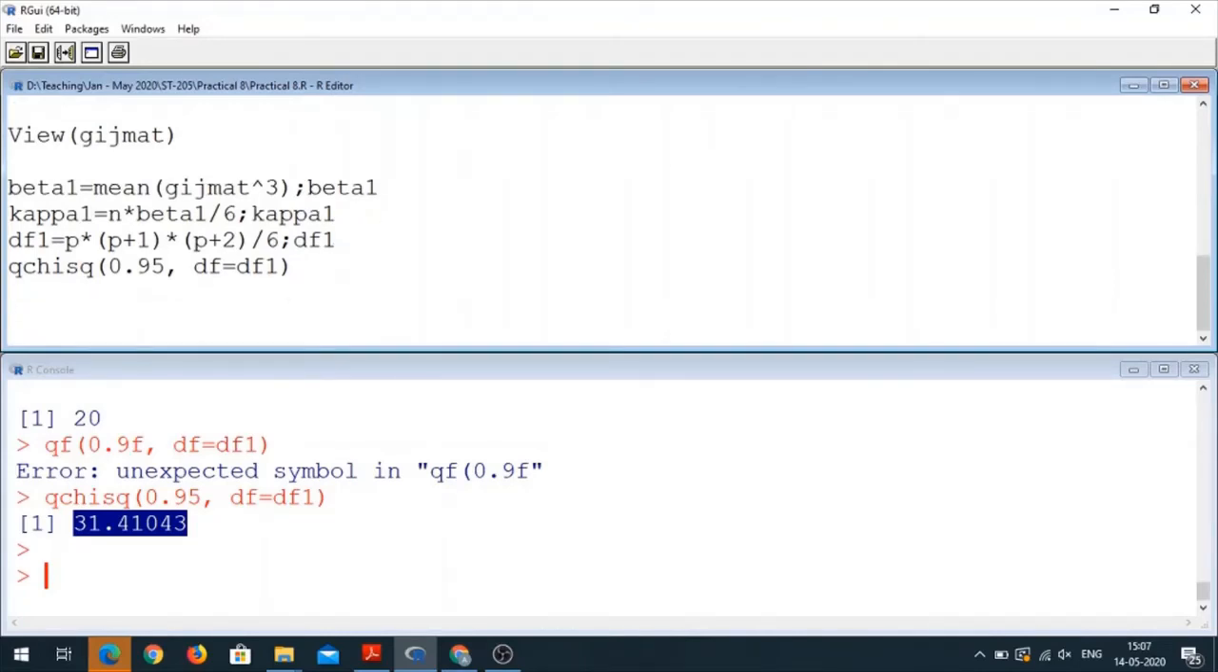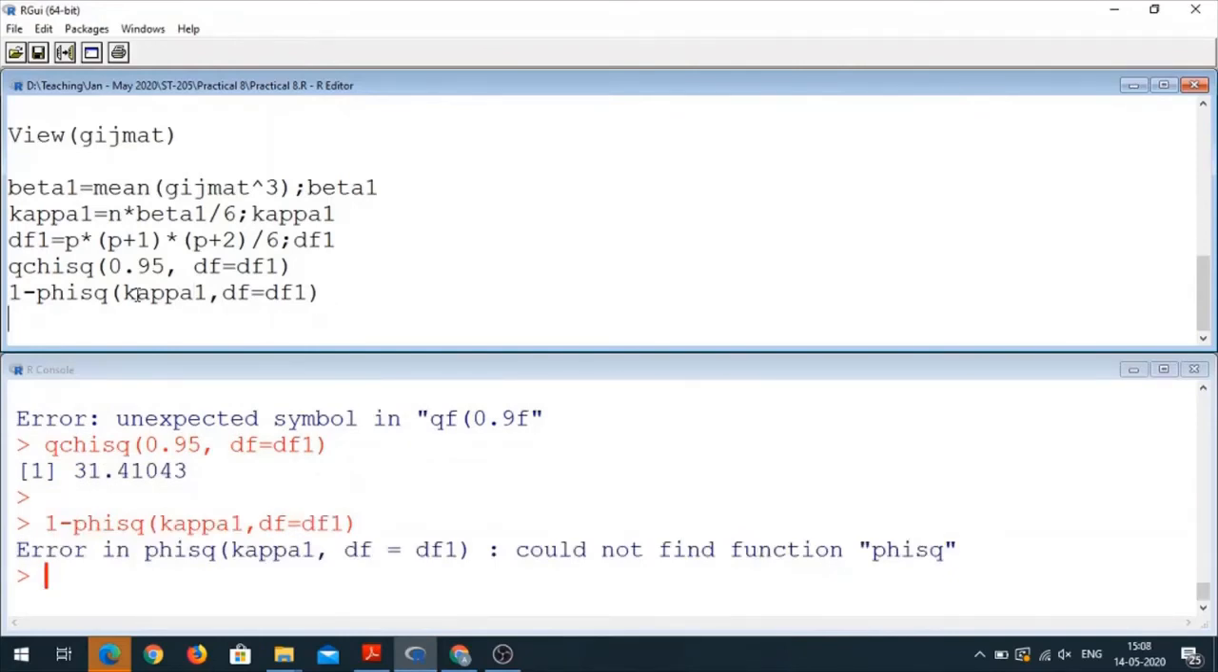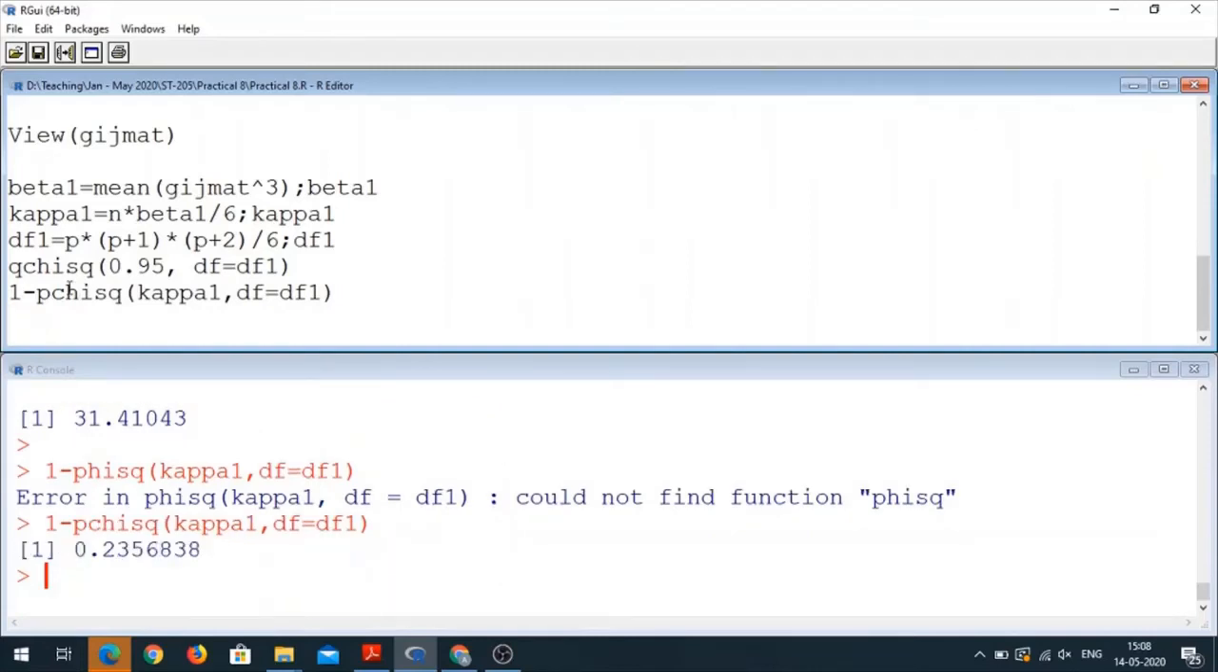If I want to compute p-value, I have to see what is p-value. P-value is probability of getting a test statistic value as or more extreme than the current value. So we want 1 minus p chi sq of my current value, that is kappa 1 with the given degrees of freedom. Okay. P chi sq. Okay, so p value is 0.2356, which is expected because we are accepting H0. P value should be larger than 0.05.